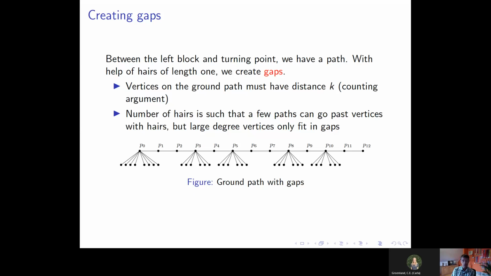And so between the 1st and the 2nd, and between the 6th and the 7th, and the 11th and the 12th, there are no hairs, so there is a lot of space. But between the others, there is only little space. And you can fit some path along it, but not vertices with a lot of hairs. And in this way, we create gaps in which we can fit other things, and other parts don't have gaps and you can't fit things there.